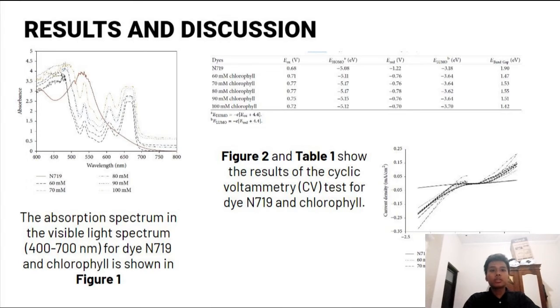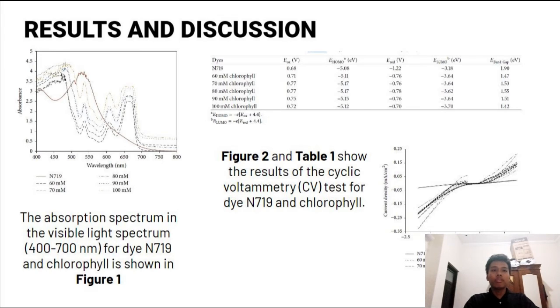Figure 1. The absorption spectrum in the visible light spectrum, 400 until 700 nanometers, for dye N719 and chlorophyll is shown in Figure 1. N719 has an absorption peak at 515 nanometers and chlorophyll has an absorption peak at 616 nanometers. The position of the absorption peak spectra was unaffected by variations in chlorophyll dye solution content, but the absorbance value at 616 nanometers was. This is consistent with the Lambert-Beer law, which states that a solution's absorbance is proportionate to its concentration along a light beam's same path length.